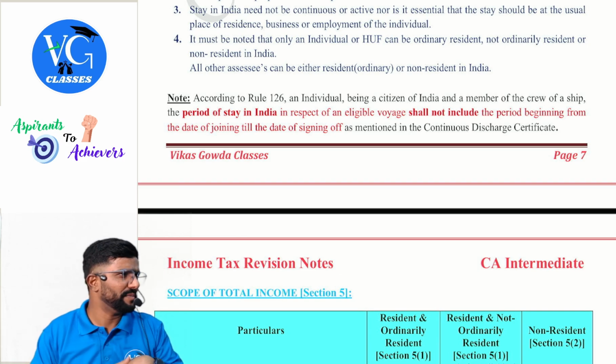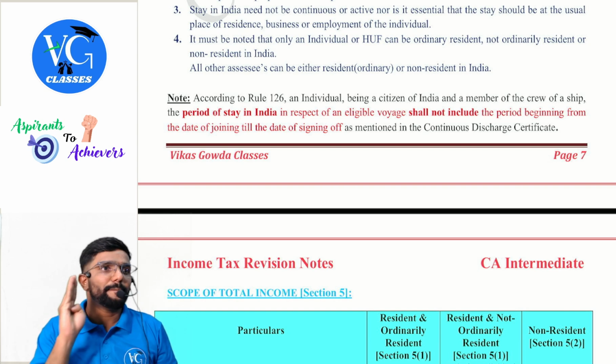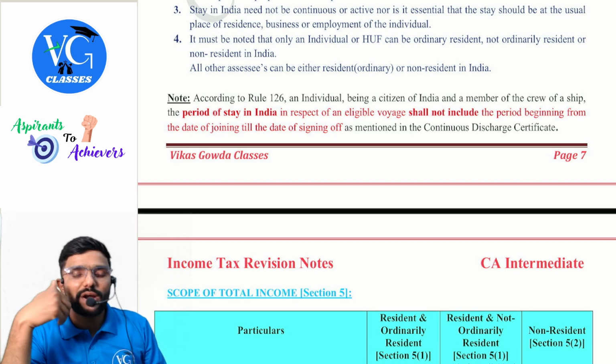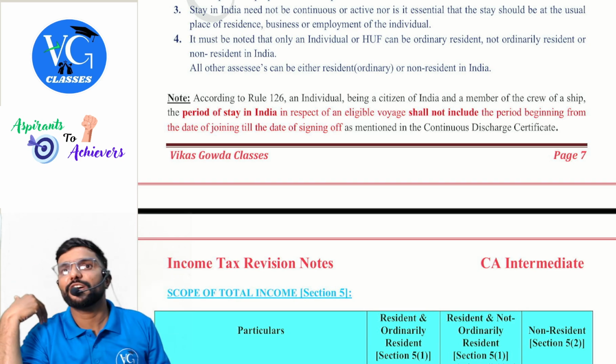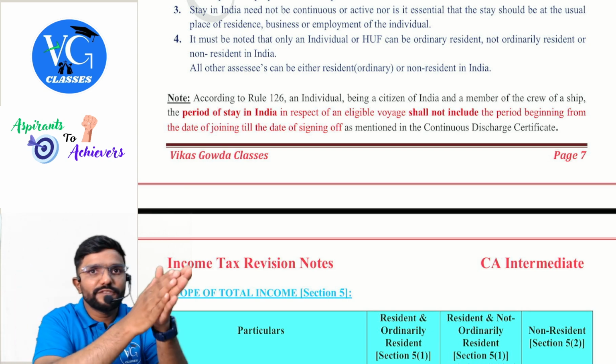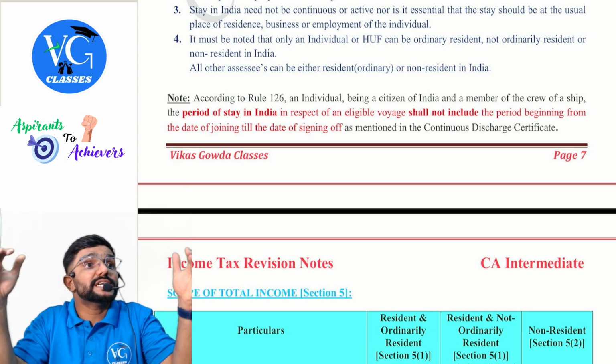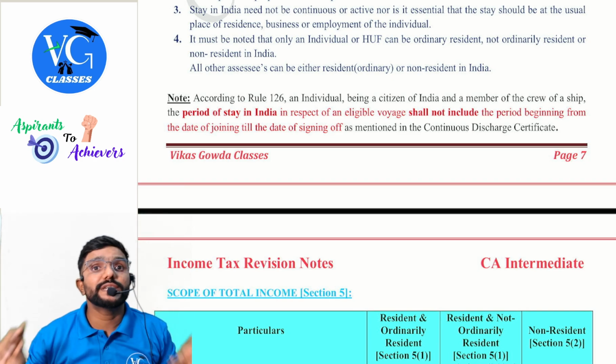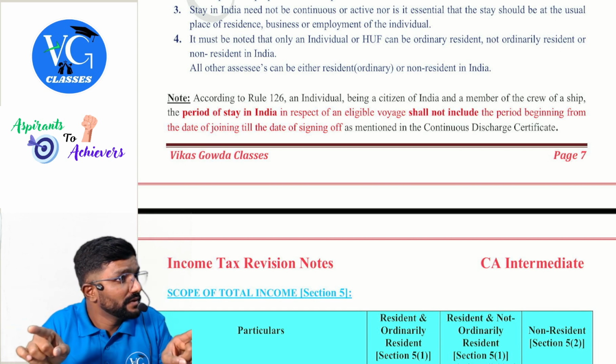It will be very long period. So my shipping company will issue me something called a continuous discharge certificate, which discloses what day I entered the ship and what day I signed off from the ship. From the date of joining till the date of signing off is considered to be outside India, including both the days.